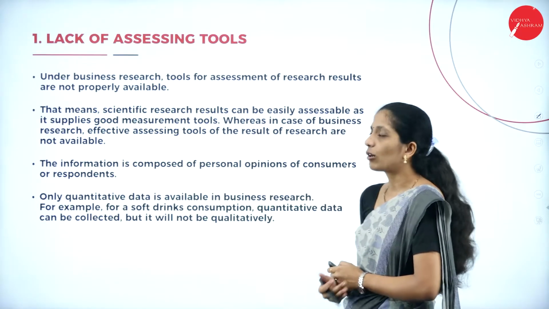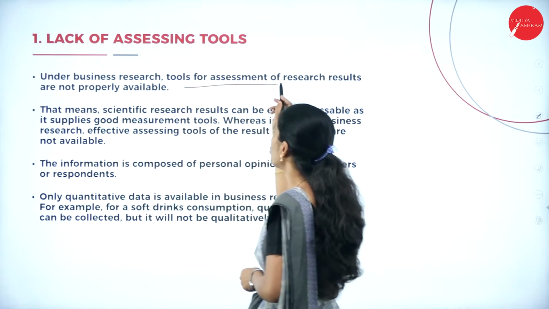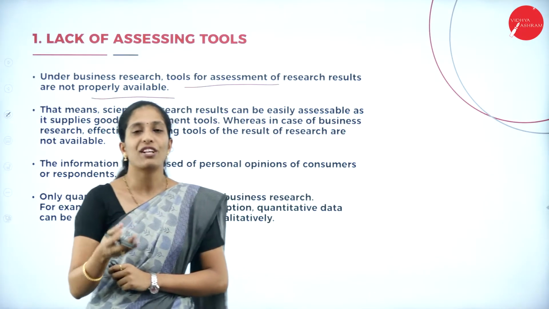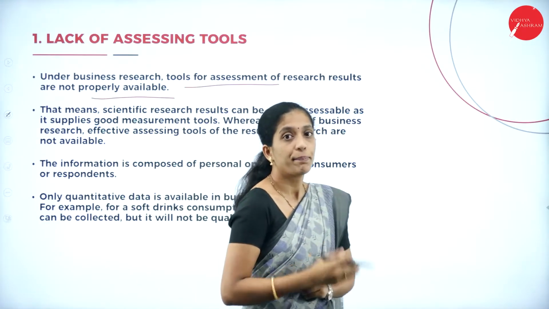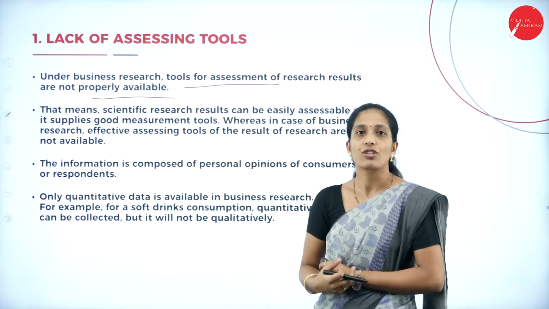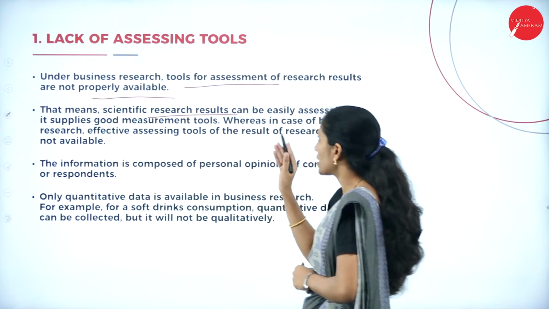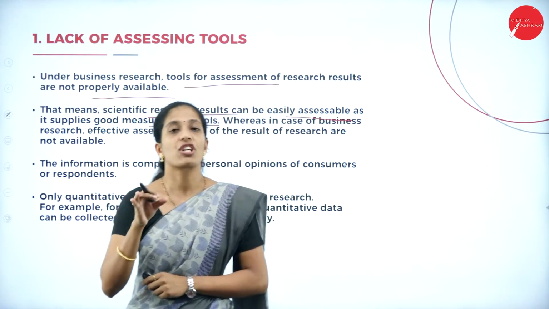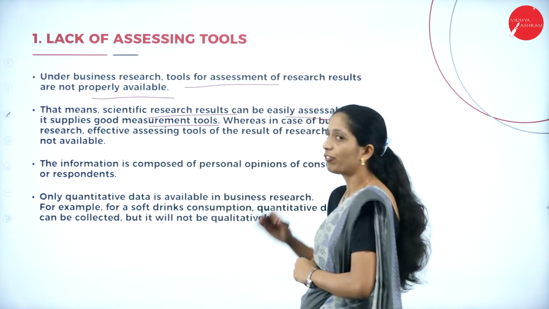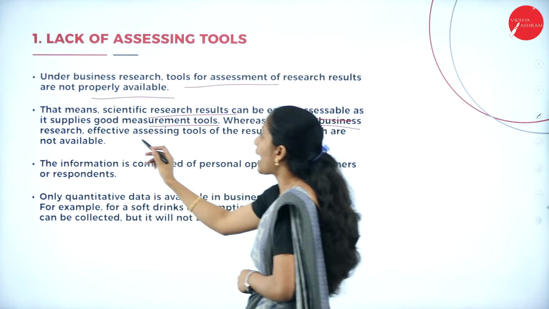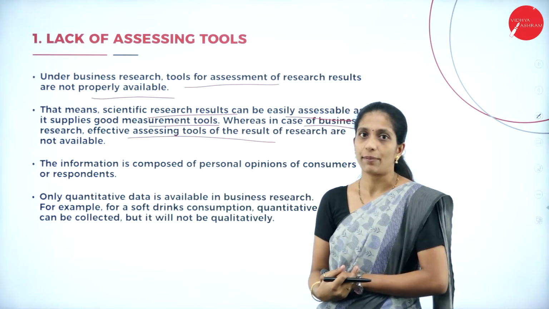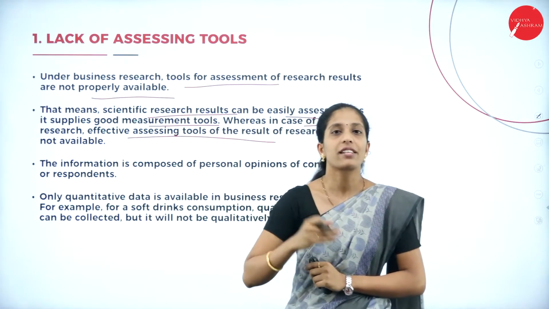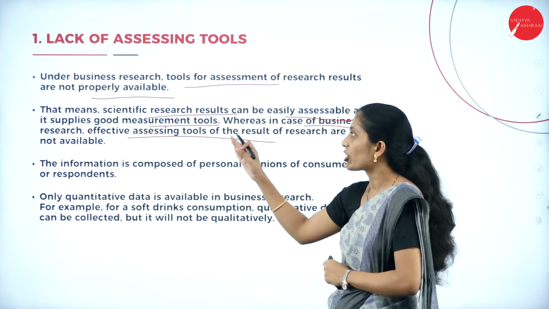Coming to the first one, lack of assessing tools. Under business research, tools for assessment of research results are not properly available. In scientific research, the tool to measure the result is available, but in business research it is not. Scientific research results can be easily accessed as it supplies good measurement tools, whereas in business research effective assessment tools are not available. So there is a deficiency of tools under business research, but in scientific research the measurement tool is proper.